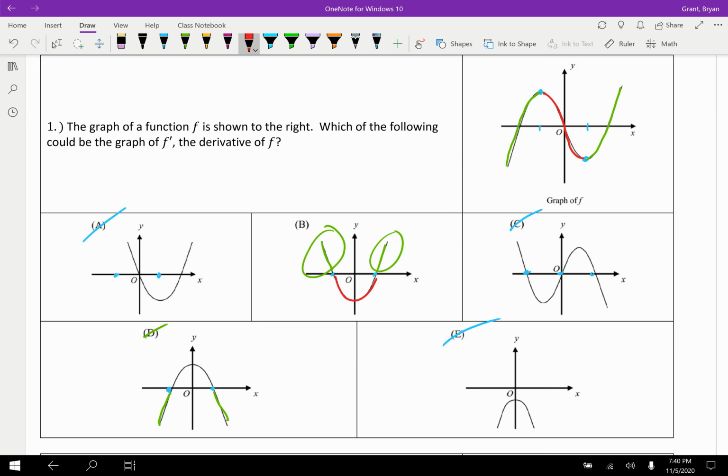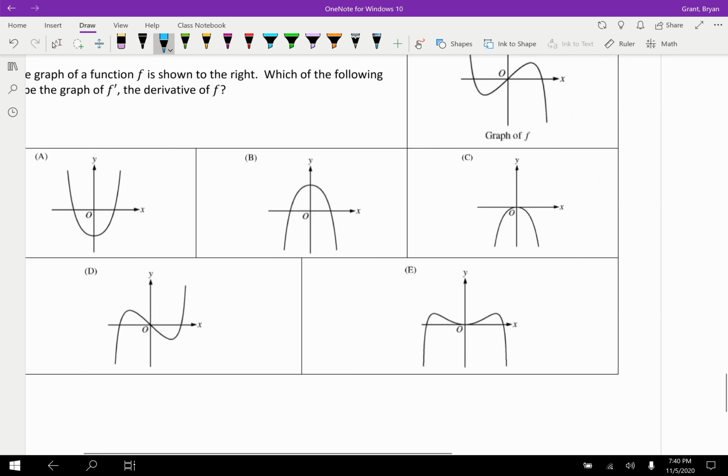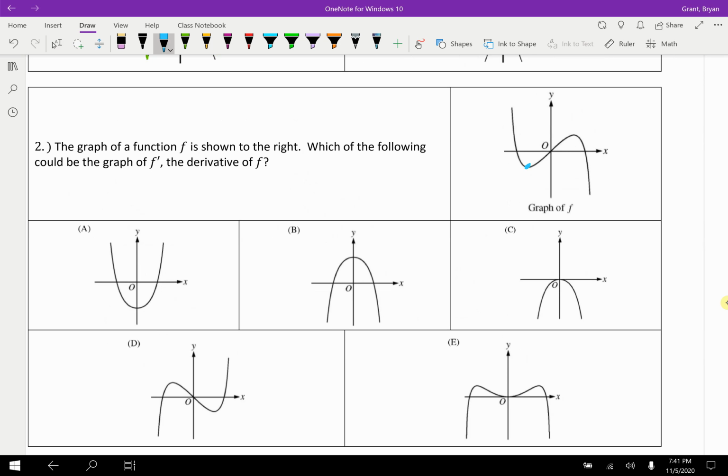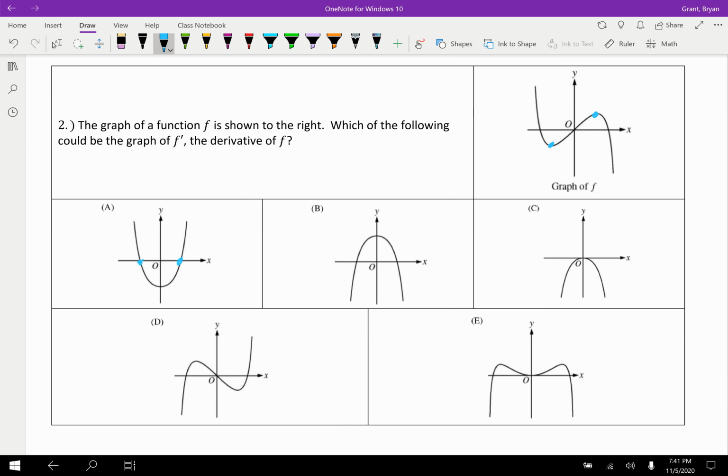Cool. Last one. Hopefully you did okay, or if you want, you can always try pausing and try it again. Let's see what this one looks like. I'll start the same way. Critical points. Very similar problem, right? 2 critical points. That means 2 x-intercepts. That one's still in. This one has 2 x-intercepts. This one only has 1. That's out. This has 3. That's out as well. Okay, very similar to before. We have a negative slope and a negative slope. So those red pieces have to be where f prime is below the x-axis. Above the x-axis, we're out.